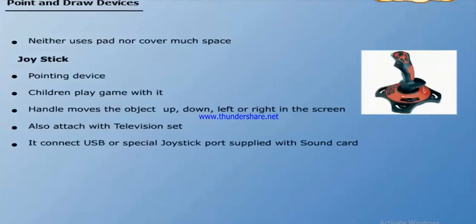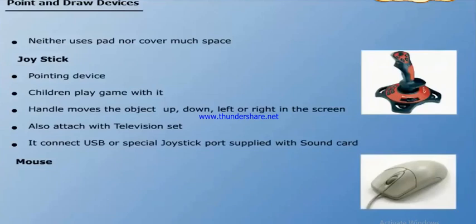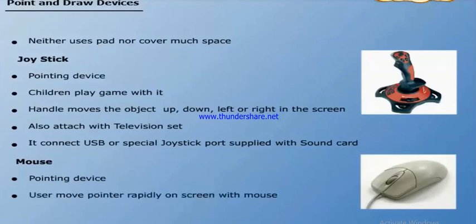Mouse. Mouse is a pointing device. A user can move the pointer very rapidly on the screen with the help of a mouse. Mouse controls the movement of the cursor position. There is a variety of mouse available in the market, for example, wheel mouse, laser mouse, wireless mouse, etc.